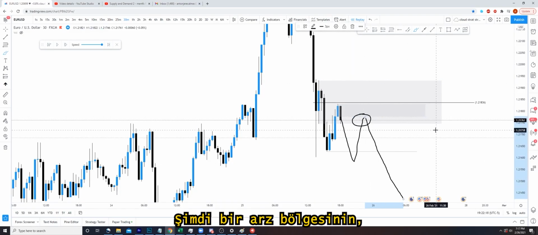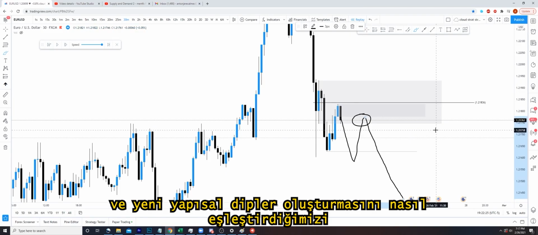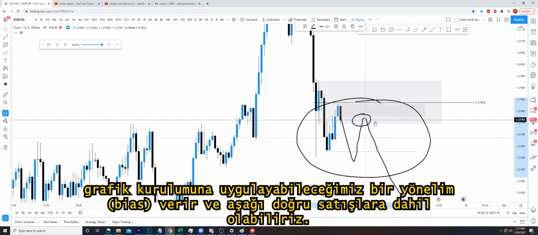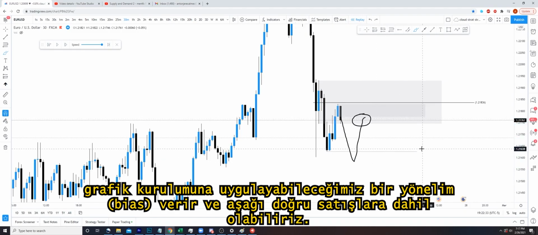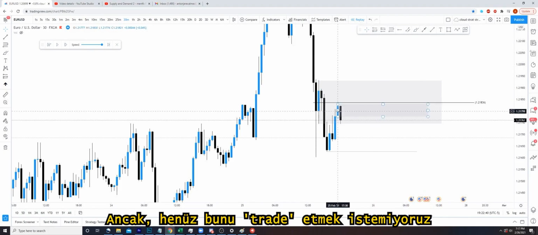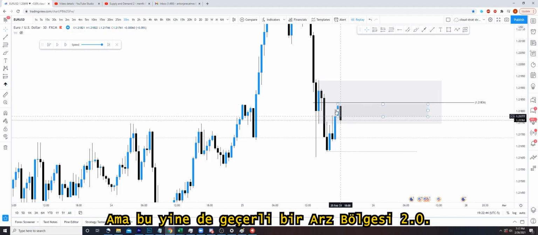So now you can start to see how we're partnering the idea of a supply zone being met with a supply zone 2.0 left behind unmitigated and putting in new structural lows, thereby giving us a bias that we can now apply to the overall chart setup and get involved in sells on the way down. Okay, so that is a valid supply zone. However, we don't want to trade it just yet because we want confirmation of some sort, right? But this is still a valid supply zone 2.0.